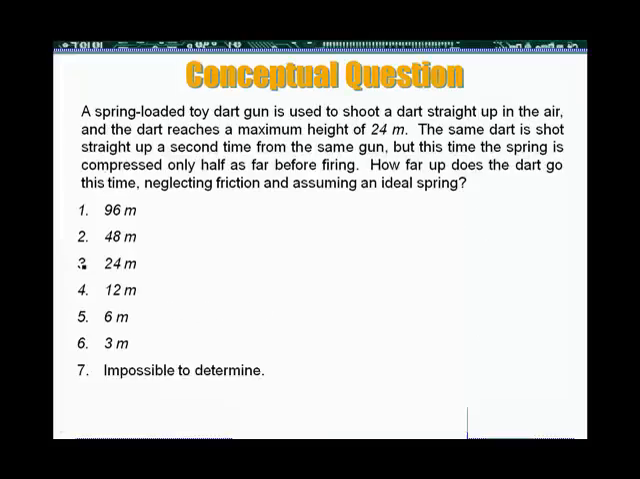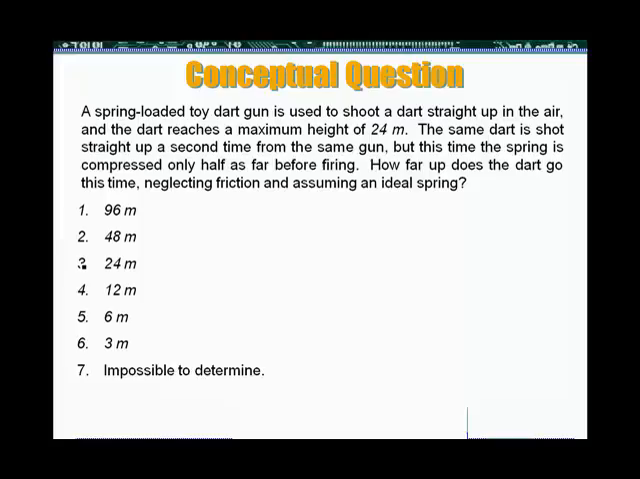Okay, now a different question here, but discussing essentially the same topic. We have a spring-loaded toy dart gun used to shoot a dart straight up in the air, and the dart reaches a maximum height of 24 meters. Then the same dart is shot straight up a second time from the same gun, but this time the spring is compressed only half as far as before firing. How far up does the dart go this time? We neglect friction and assume an ideal spring.